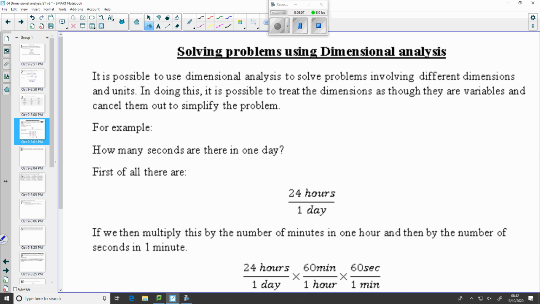So, we can use dimensional analysis to solve problems with different dimensions and units. In doing this, it's possible to treat the dimensions as though they are variables and cancel them out to simplify the problem. For example, how many seconds are there in one day? First of all, we've got 24 hours in one day.